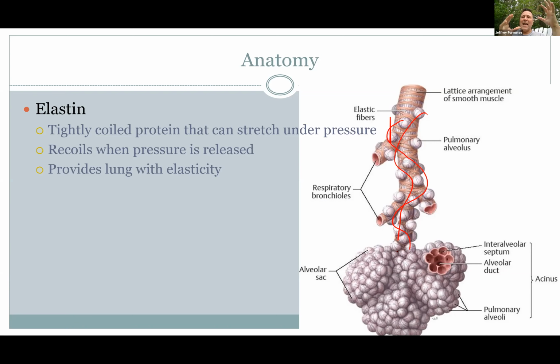And so, the lungs being elastic, we talk about a property called compliance. You want the lungs to expand and then come back again. You can imagine if they don't, you're going to have problems.